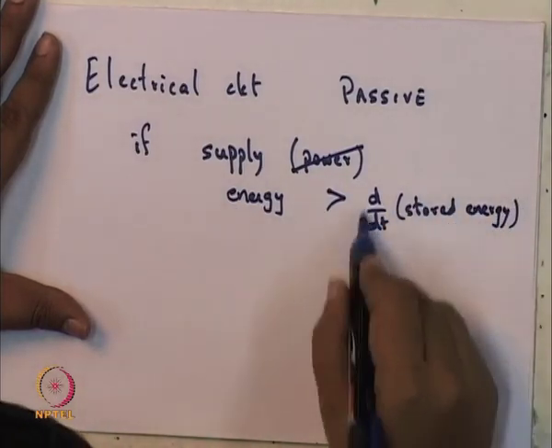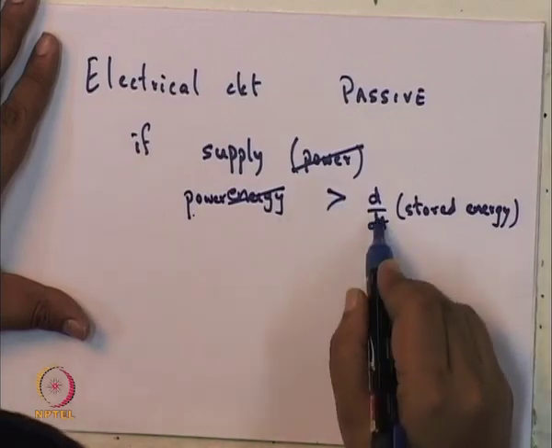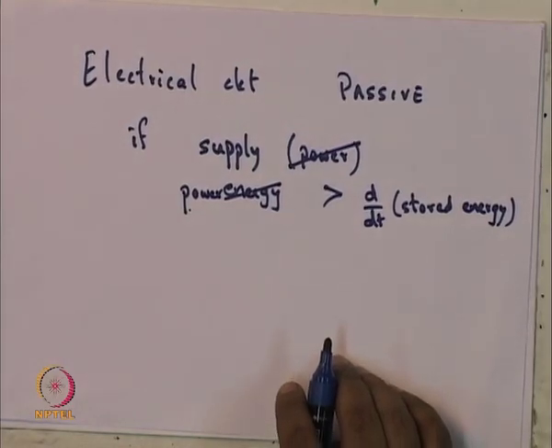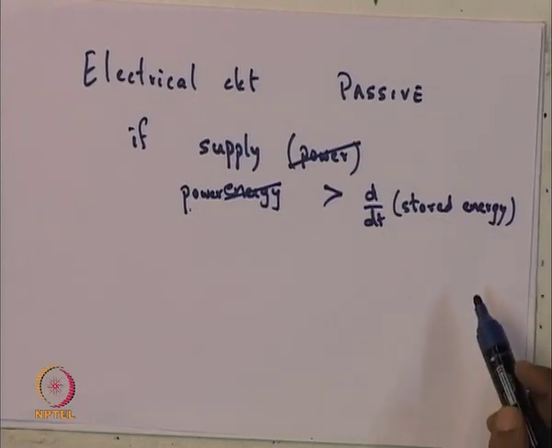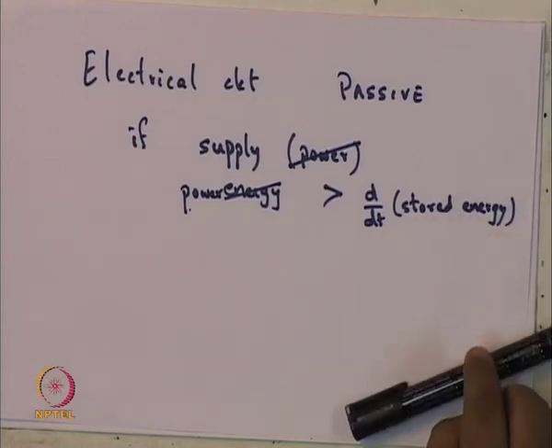Okay, so of course, there is a rate of change of stored energy, so actually I am talking about the power. So, the supply power is greater than the rate of change of stored energy, then such an electrical circuit is called passive. Okay. Now, this stored energy is actually quite important. Of course, electrical circuits are circuits which have an input and an output, and so when you talk about the stored energy, this stored energy is something that you have in a system with an input and an output, and this stored energy plays exactly the same role as a Lyapunov function plays in a system without inputs.